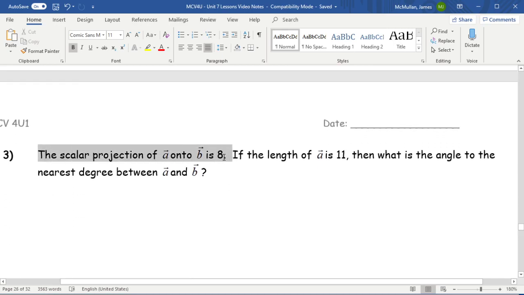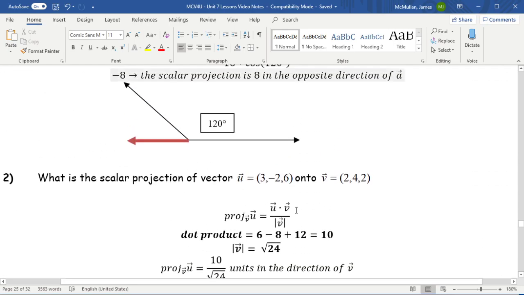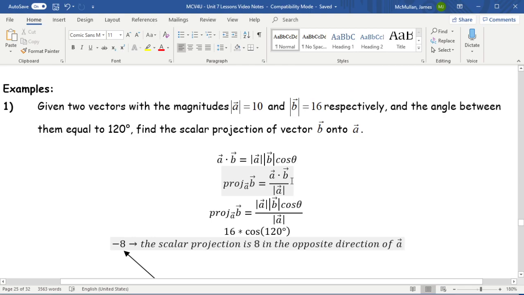The scalar projection of a onto b is 8. If the length of a is 11, then what is the angle to the nearest degree between a and b? Okay, great question, right? Because it's not super hard, but again, you need to know your stuff. Otherwise, it just seems like all this crazy information. Let's go back and look at our formula. So I'm going to go back to this one.